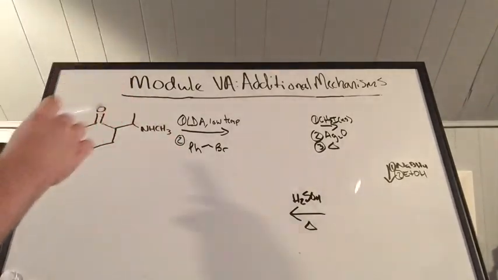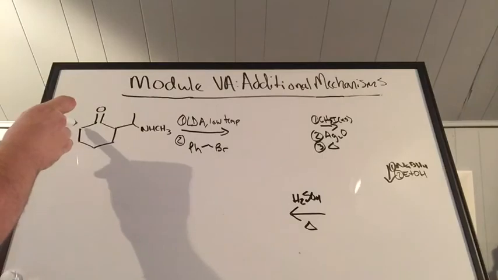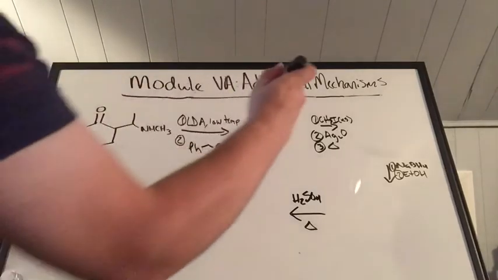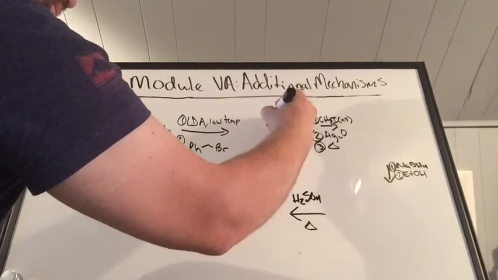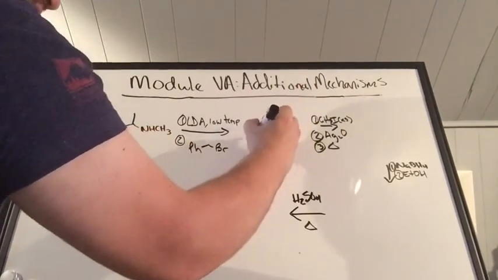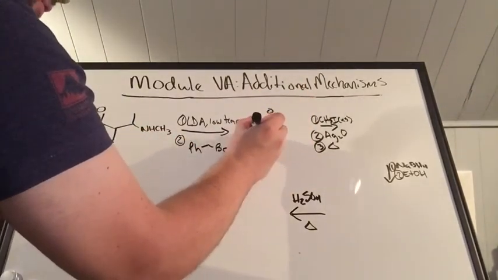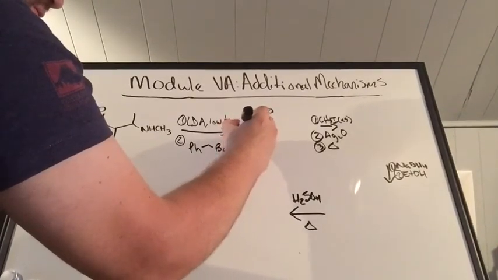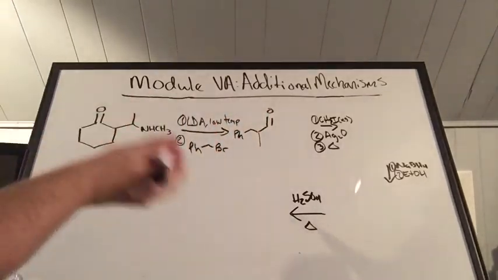Okay, anyway, back to the transformation. So you're going to get an alpha alkylation right here with an enolate to form. And I'm going to just put things in shorthand here. Again, Ph for a phenyl ring.